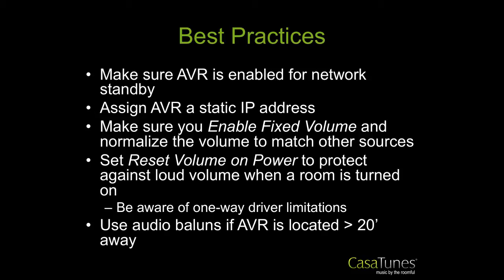The next one is that the IP address allocated to the AV receiver should ideally be a static IP address. This means that no matter if your AV receiver gets turned off or your router, or whatever is allocating the IP addresses, gets turned off, the next time the system is turned back on, the AV receiver will have the same IP address. Because if the AV receiver comes up and is allocated a different IP address than is configured in CasaTunes, CasaTunes will not be able to control that AV receiver.